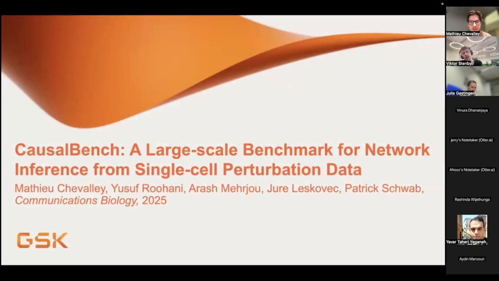Okay, so that was a quick introduction about causality. So now I'm going to talk about the main topic, which is CausalBench. So it's a large-scale benchmark for network inference from single-cell perturbation data.